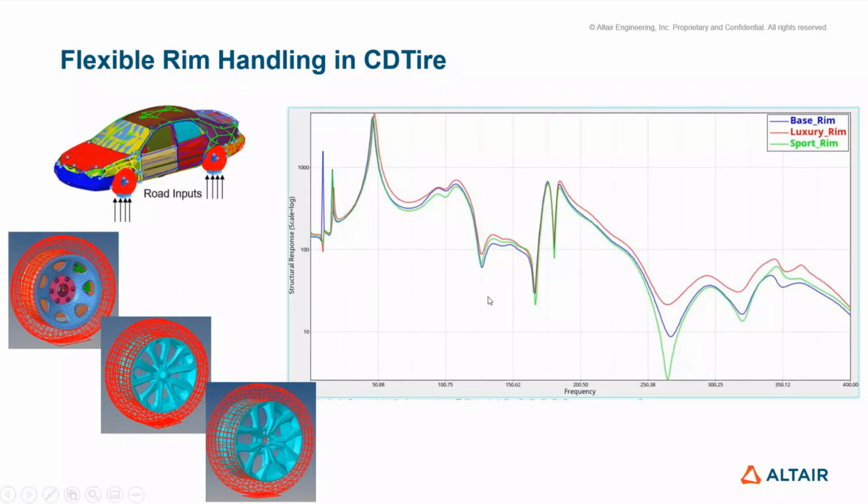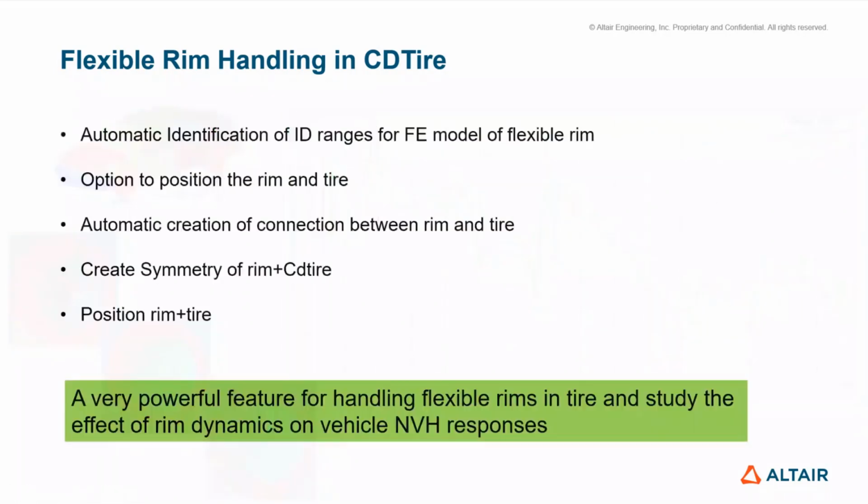These are just some results showing how these rims affect the NVH responses. So, three types of rims: we had one base rim, one luxury rim, and one sport rim. For these three different types of rims, we put them on the full vehicle model and generated some NVH responses. So you can see the change in the NVH response. It's very significant, and this is basically a very powerful feature to handle the flexible rims in the tires and study the effect of rim dynamics on vehicle responses.